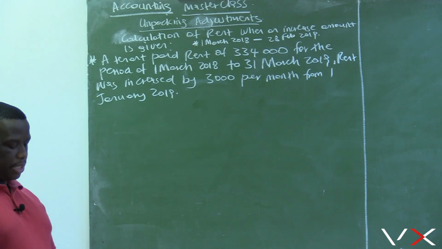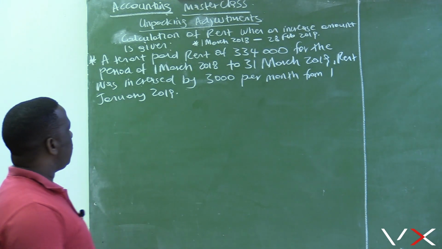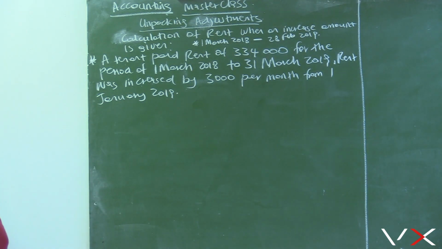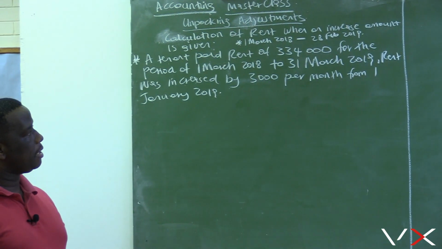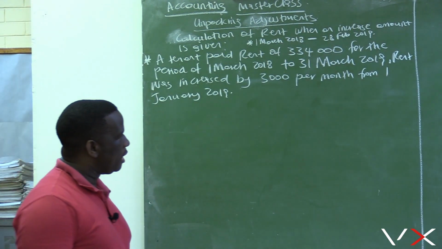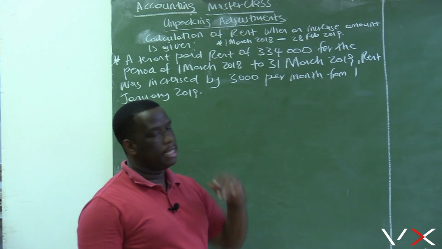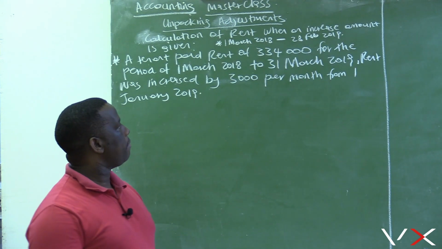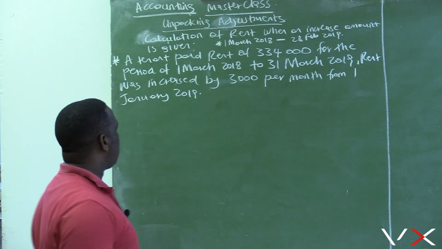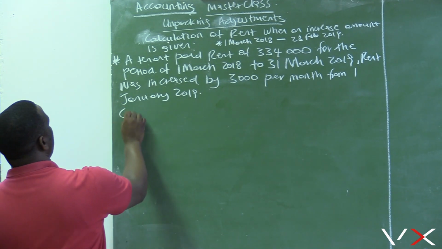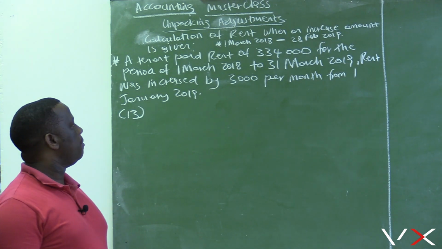Right, but the transaction says a tenant paid rent of 334,000 for the period of 1 March 2018 to 31st March 2019. So if you are calculating the number of months now, it's no longer 12 months. Remember, our accounting period ends on 28th February, but we have paid up to the 31st of March, which then tells us that we have paid for 13 months.